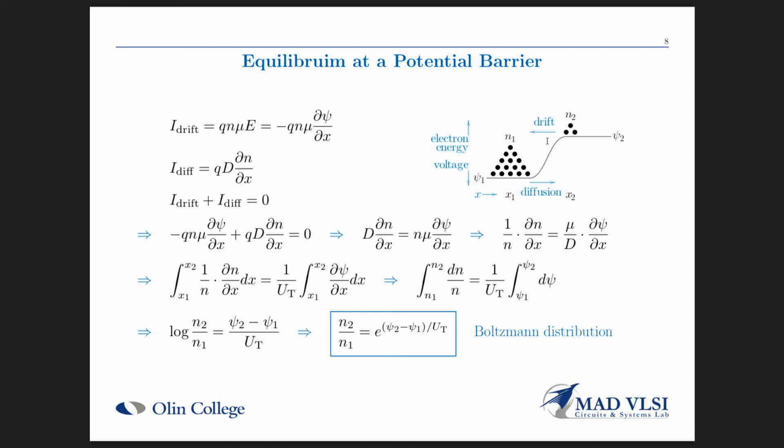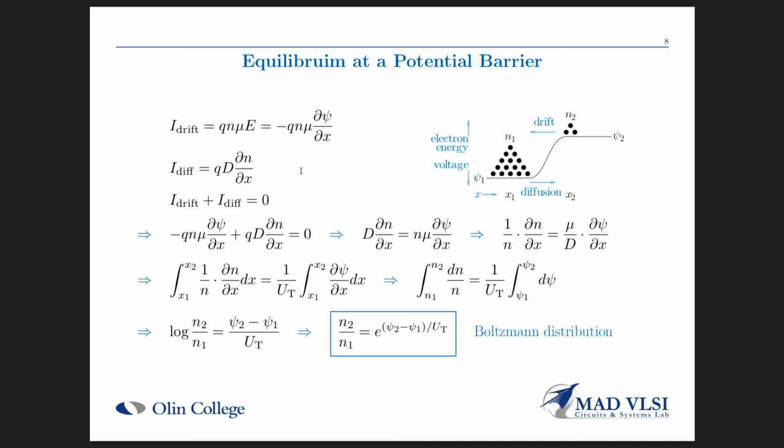And we'd like to see if in equilibrium we can find some sort of relationship where we have drift balancing with diffusion. So we can set up a drift current here, which is basically Q n mu E, and we can plug in for E, minus d psi dx. And we have the diffusion current, Q D dn dx, and then we basically have a Kirchhoff's current law type relationship where we sum these two things and they equal 0.